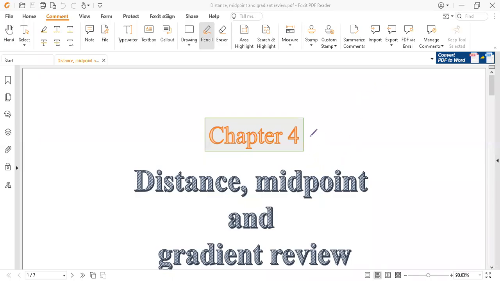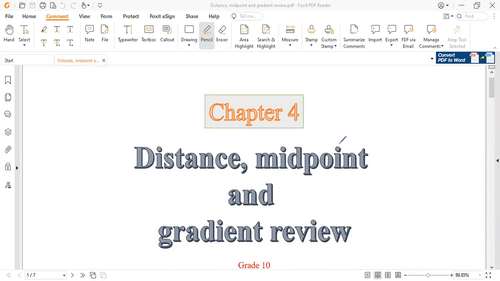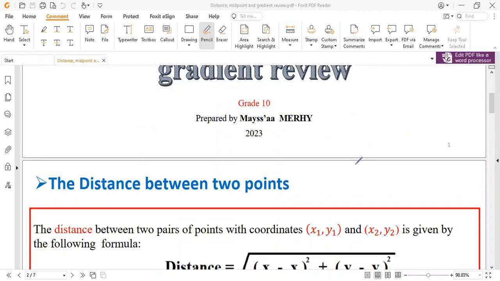Hi everyone. Today we will start a new chapter, chapter 4, with the section about distance, midpoint, and the gradient review. So first of all, we should know the formula. If we have 2 points in the 2D plane, each point is represented by coordinates, meaning an abscissa and an ordinate.